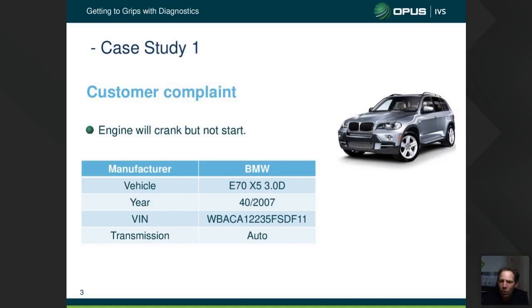All right. Customer complaint, engine will crank but not start. Vehicle's an E70, so it's an X5 series with a 3-litre diesel. Year model is, I would say, the 4th month, 2007, not the 40th month. There's the VIN, and it's an automatic transmission.